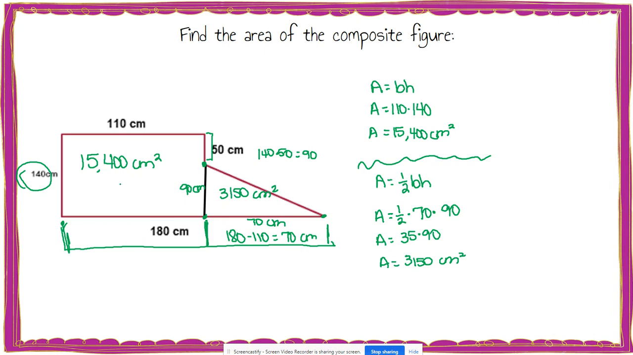So now I know the area of the triangle is 3,150 centimeters squared, and the area of the rectangle is 15,400 centimeters squared. So to find the total area of the composite figure, I'm going to add those two together. So 15,400 plus 3,150, which gives me a total area of 18,550 centimeters squared.